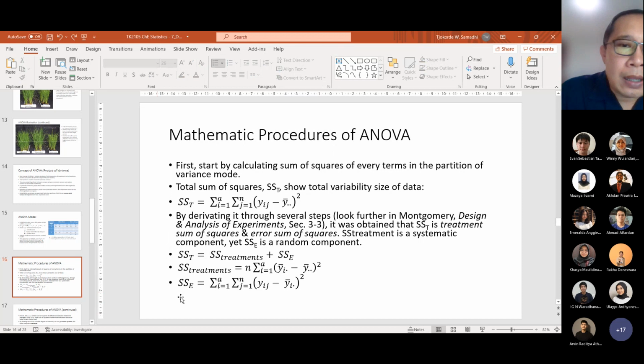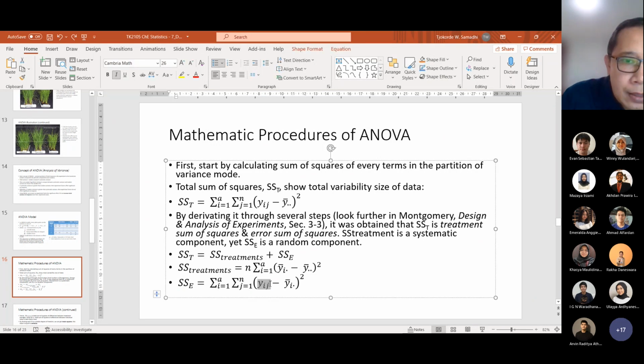Okay, and then the last one, sum of squares of error, refers to the sum of squares of the difference between individual data points and its cell average or treatment level average. Okay, so this one you can look at within each sample. Again, please follow my cursor. So imagine you're looking at the right-hand side here. This is the rice paddy without fertilization.